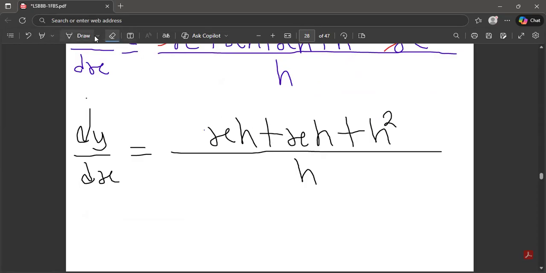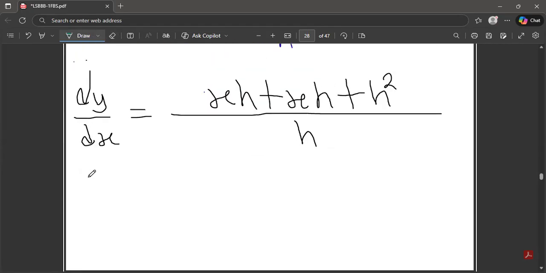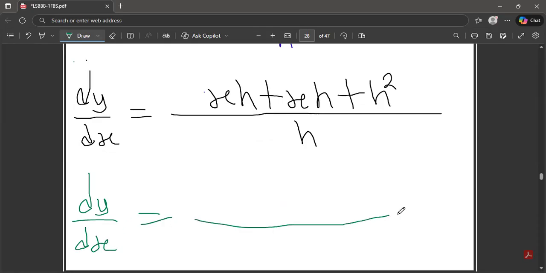Let me change to a different color pen because you are going to be seeing a different thing again. And that is going to become what? dy dx, which is equal to 2xh plus h squared. I hope you can see what I've written, please.